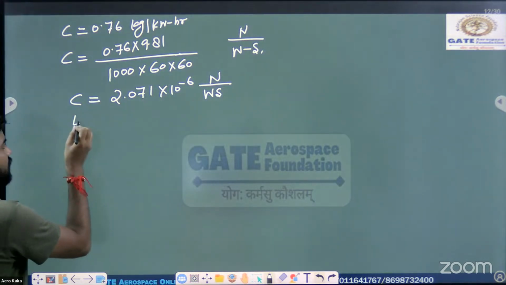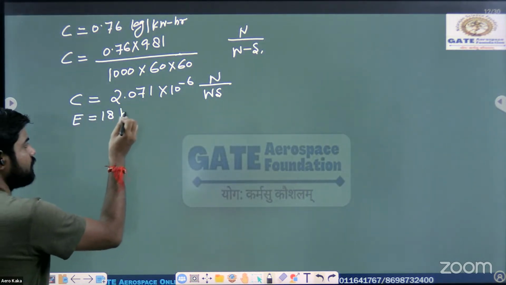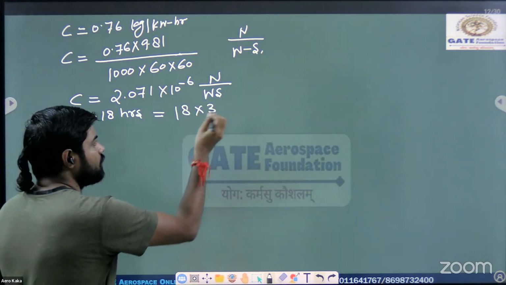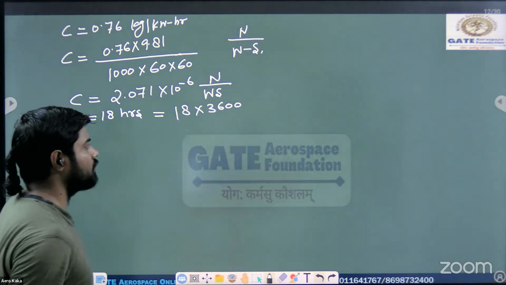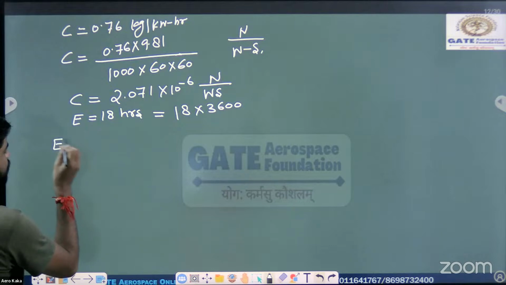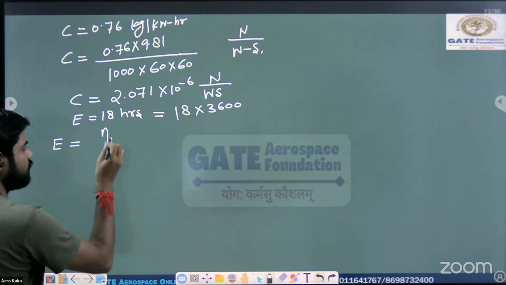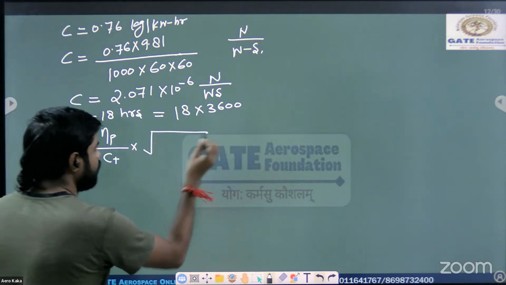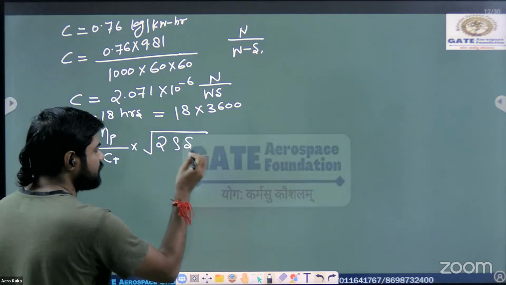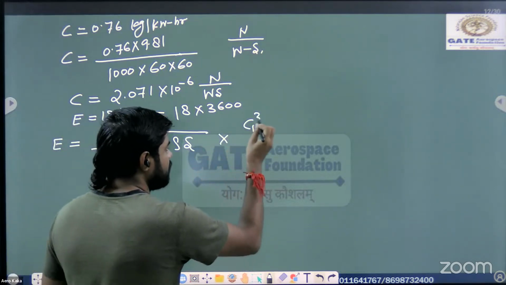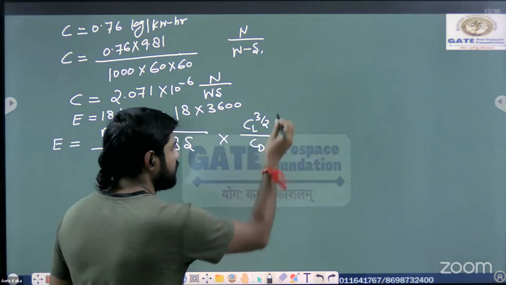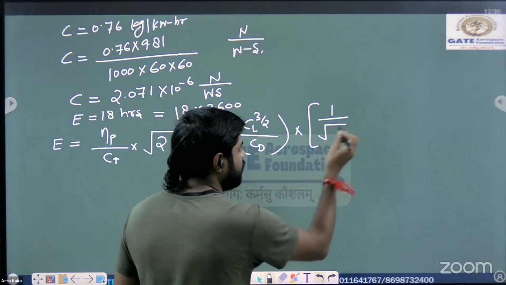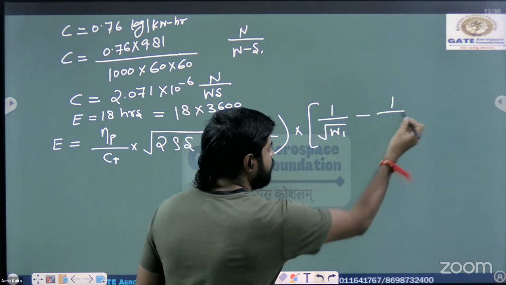Okay. Now, E here is given as how much? 18 hours, right? So you can convert into seconds. You can write it's 18 into 3600. That's it. Now just apply the formula: E equals eta P, that's the propeller efficiency, divided by CT into root of twice rho into S into CL raised to the power 3/2 upon CD, into how much? 1 upon root of W1 minus 1 upon root of W0.